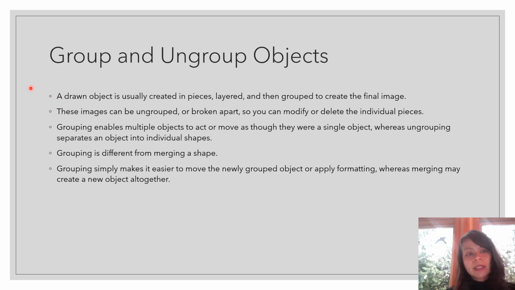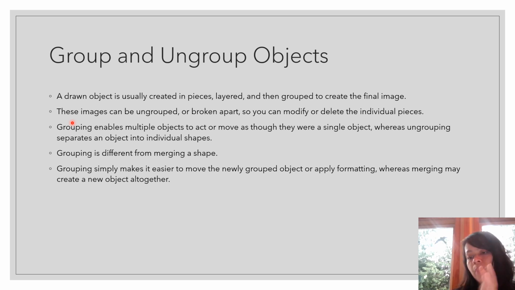Next, we talk about grouping and ungrouping objects. So a drawn object is usually created in pieces. Okay, so if you think of a car is like the body, and then you have one object as a wheel, one object as another wheel, maybe another object as the window on the car, another object as the exhaust coming out from it.